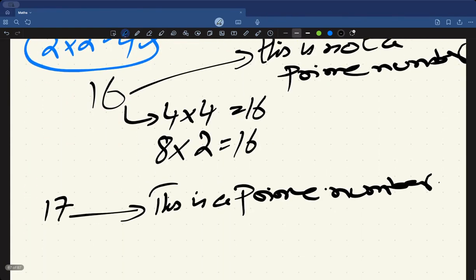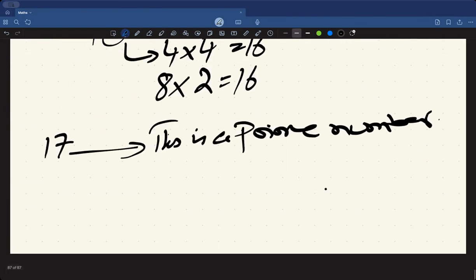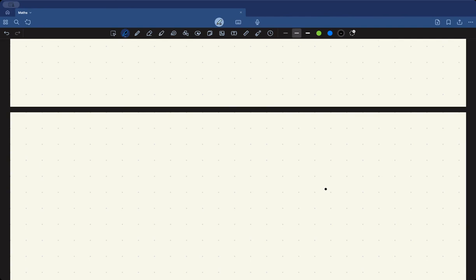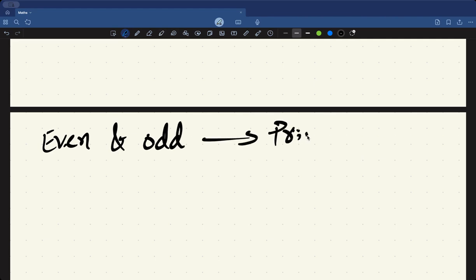Today we are starting with a new lecture on prime numbers. And when it comes to prime numbers, we used to learn that there are two kinds of numbers such as even numbers and odd numbers. But now there is a third category which is prime numbers.